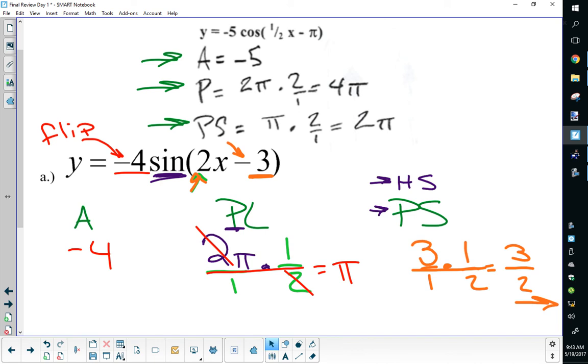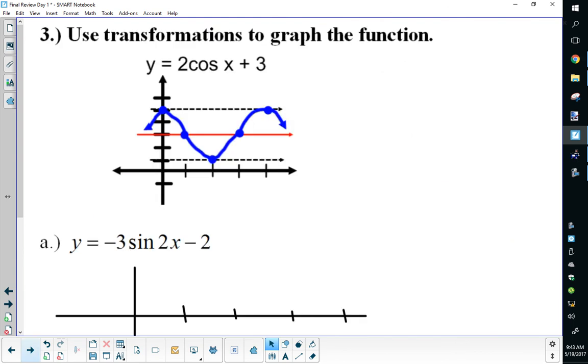Questions on, is that 2? Okay. We're right there. Let's go to 3. Number 3, we're graphing. Cool. Just did it again. We're going to do the same thing.